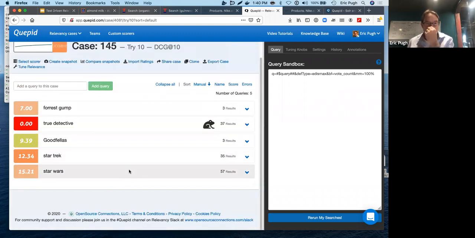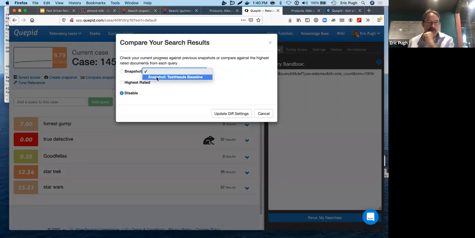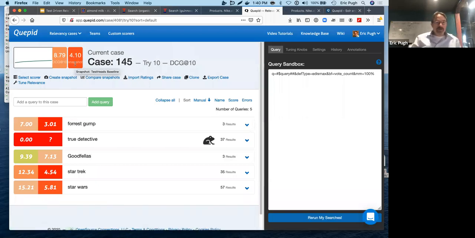And there we go. So now let me go ahead and compare it to my snapshot. And as you can see, I've gone from a 4.10 to an 8.79. This algorithm improvement that I've made is better than what I had before. And yep, thank you, Dimitri, for commenting on what that specifically did. So that's how Cupid works.